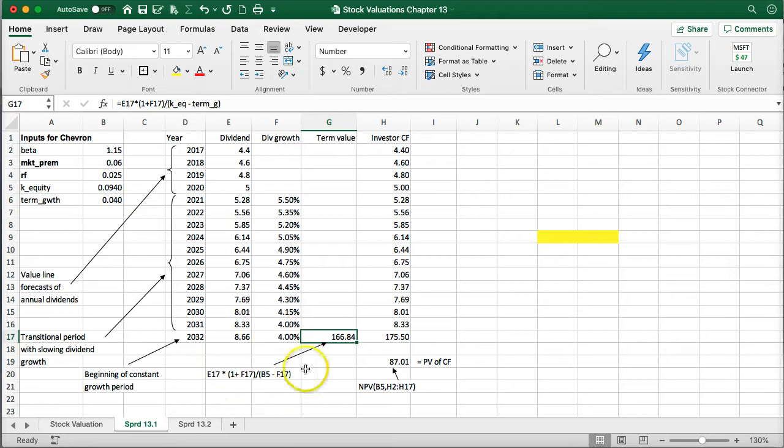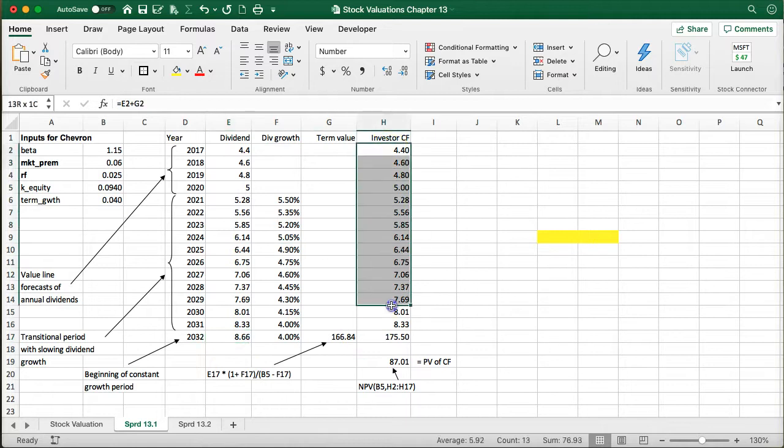So that's basically the dividend discount model. Okay, now over here we're adding together E17, the last year's dividend, plus the terminal value, and we can calculate the investor's cash flow at the end of the year. So here are the cash flows. For each of these cash flows, we can see that this dividend is growing from this growth rate. So we're using these growth rates to grow the dividend.